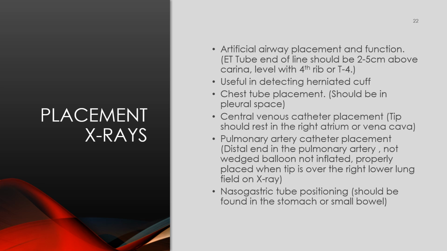Central venous catheter placement: the tip should rest in the right atrium or vena cava. Pulmonary artery catheter placement: the distal end in the pulmonary artery, not wedged, balloon not inflated, possibly placing the tip in the right lower lung field on an x-ray. So basically, if you have a pulmonary artery catheter, the distal end is in the pulmonary artery, not wedged, balloon not inflated, and properly placed when the tip is right over the lower lung field.